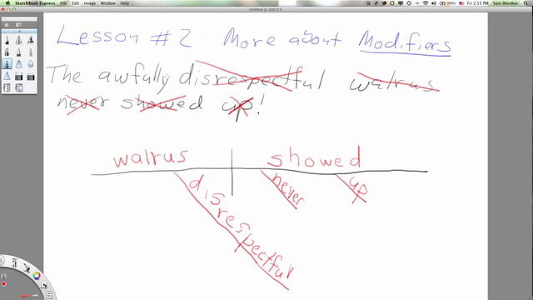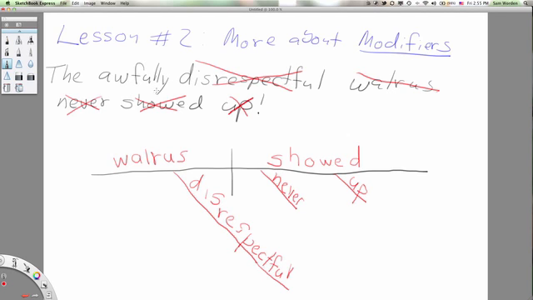Now this gets a little bit tricky, so pay attention. This will continually throw you off until you really get the hang of it. The word awfully is an adverb. More important to think about is what does awfully tell you about? Could you say the awfully walrus? No, that doesn't make sense, right? Awful walrus makes sense, but awfully walrus doesn't make sense.